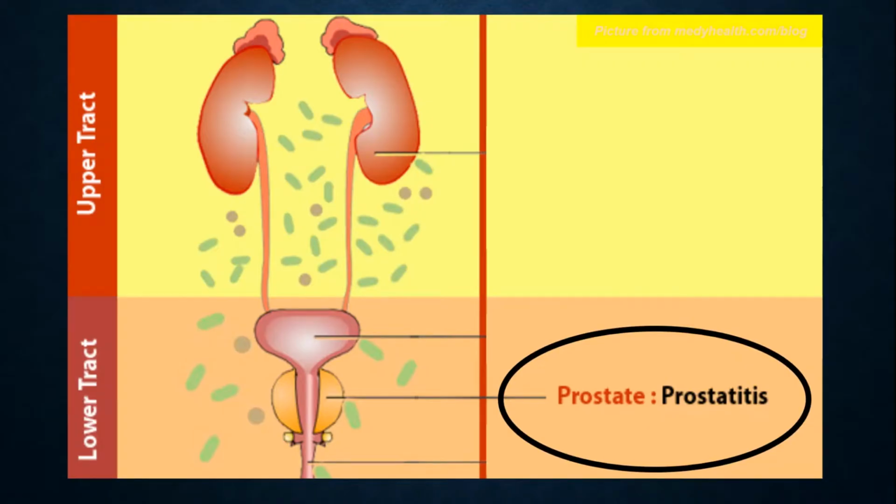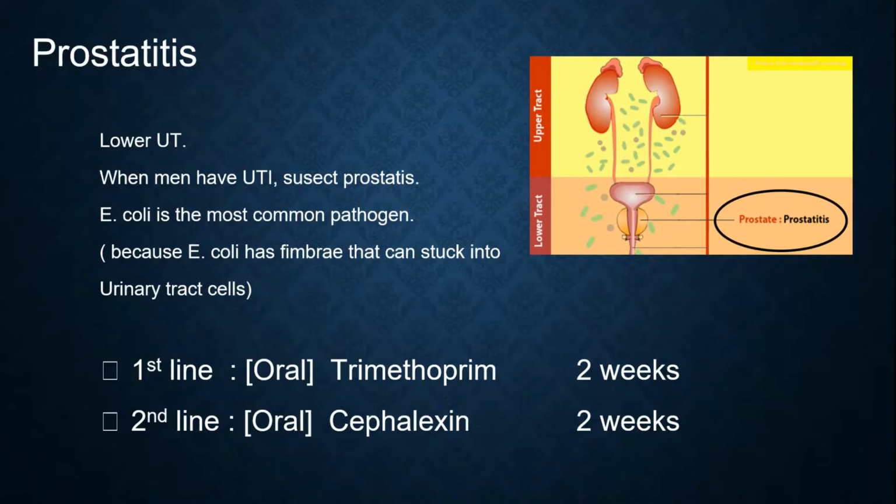Lastly, let's check out prostatitis, in the prostate in the lower tract. When a man has a UTI, we can suspect prostatitis. Here again, E. coli is the most common pathogen. It is because E. coli has a membrane that can stick to urinary tract cells. Note here, first line is oral trimethoprim for 2 weeks. Second line is oral cephalexin.